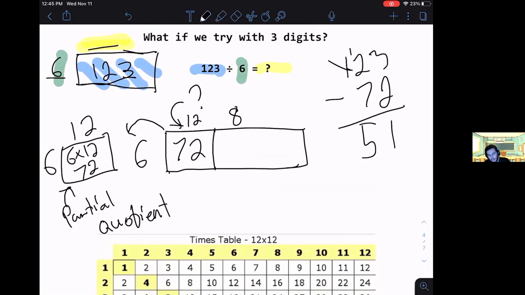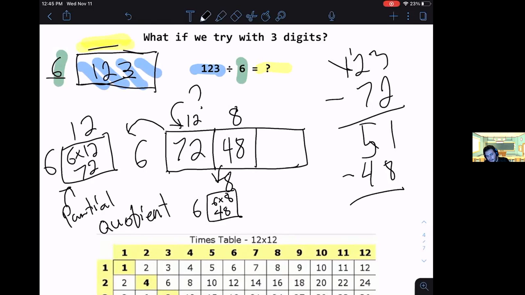So put the 8 right up here. And we know that's 48. So what we did here is we created the 6 times 8 equals 48 area model. And now we're going to take away 48 one more time. That becomes a 4. 1 becomes 11 because of regrouping. We have 3 left. We'll put number 3 in here because 6 can't go into 3.